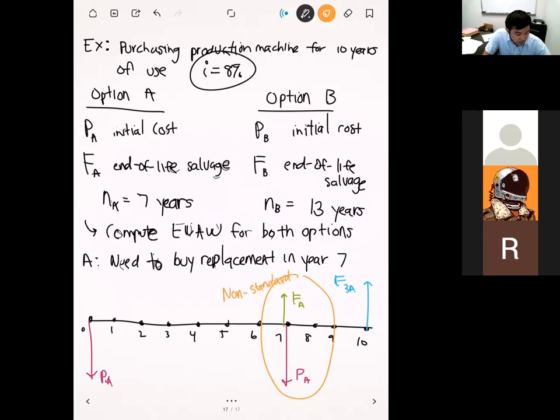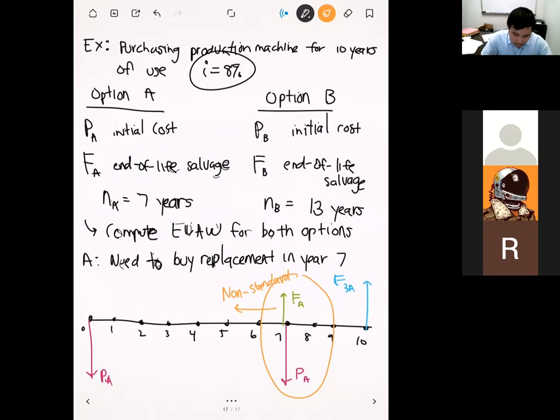Because if we try to convert these two, this FA and this PA, to a uniform series in one shot, say by using an F over A factor or A over F factor, then that's going to spread out all of the recurring costs only between years 1 and 7. We don't want that. We want to spread this out over all 10 years, so we have to do a non-standard conversion for this. Let's go ahead and write that out.